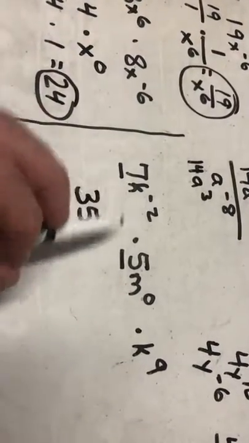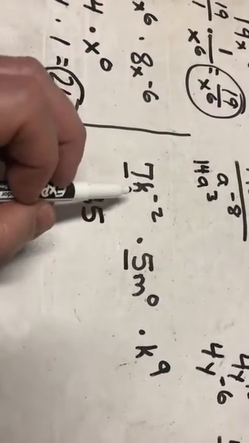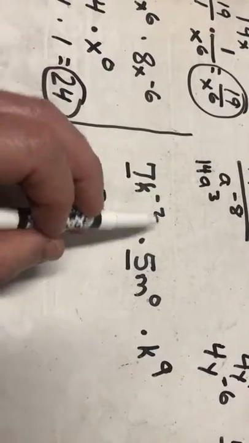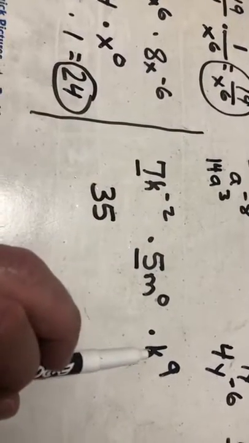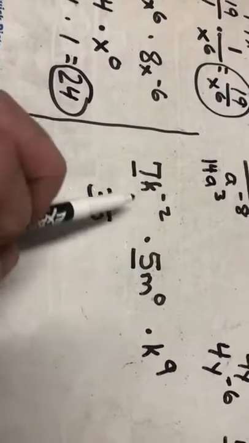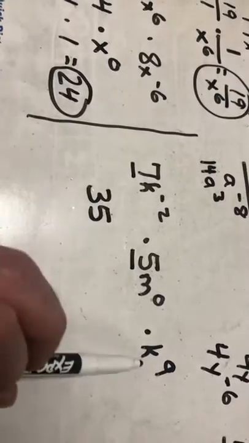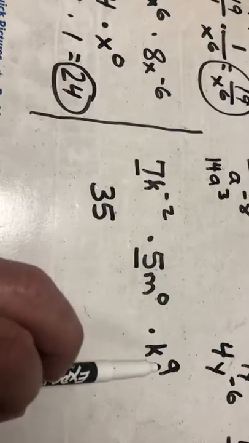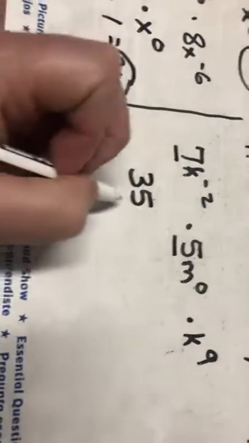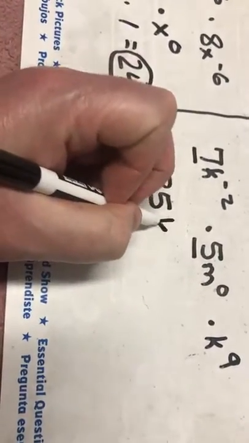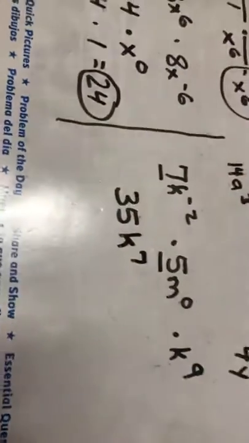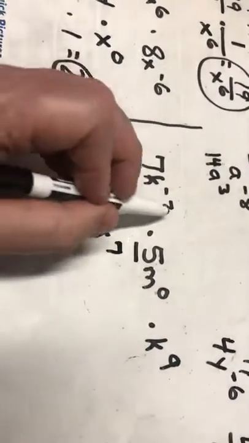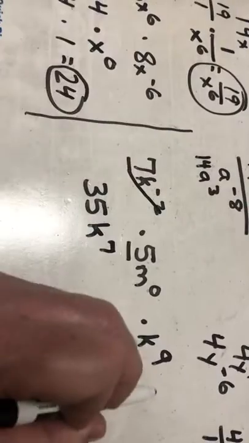Now I look at things that have the same base number, and I'm saying, okay, k to the power of negative 2 can be multiplied by k to the power of 9. They have the same base number, k, so I'm just adding the exponents. Negative 2 plus 9, well, that's 7. So that's going to become 35k to the power of 7. So that took care of that and that.